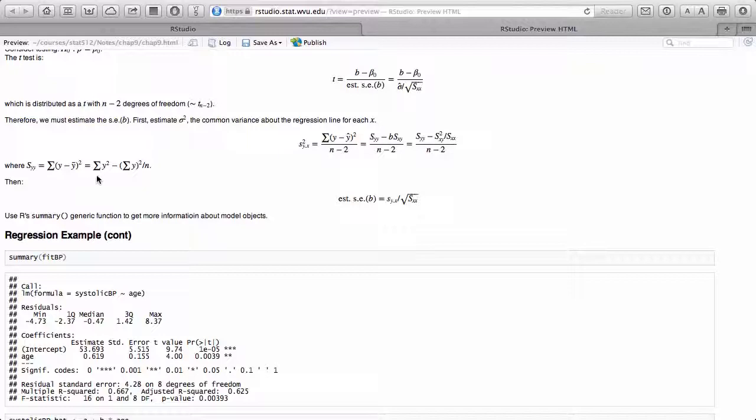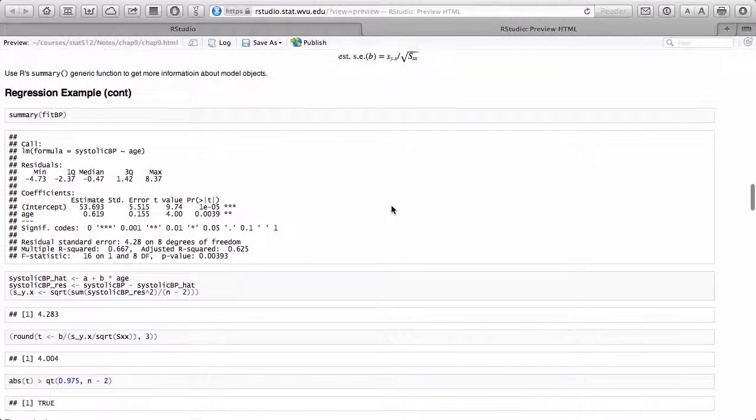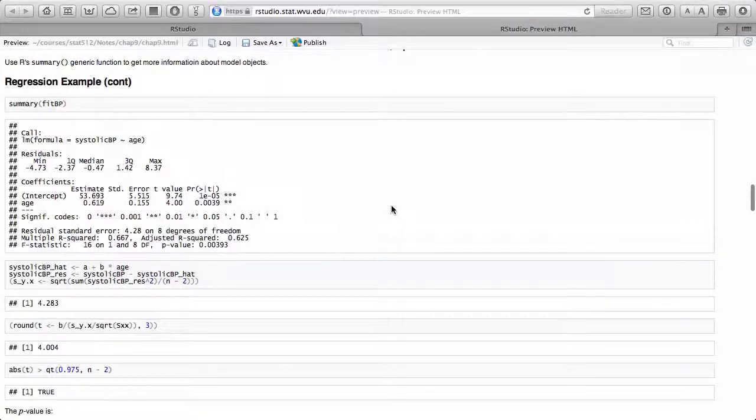Okay, and here I've defined the s sub yy. So now, in order to get the denominator of my t-test, I put s sub yx in the numerator of the estimated standard error, divided by the square root of s sub xx, which is the sum of the x minus x bar squared. Well, fortunately, you don't really have to do that because there's another function called summary.